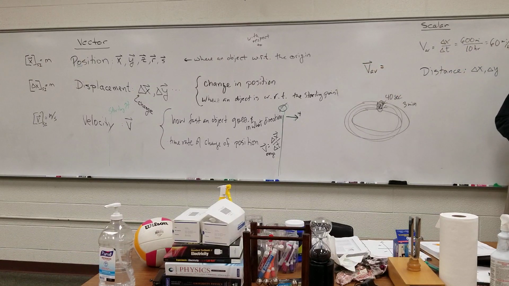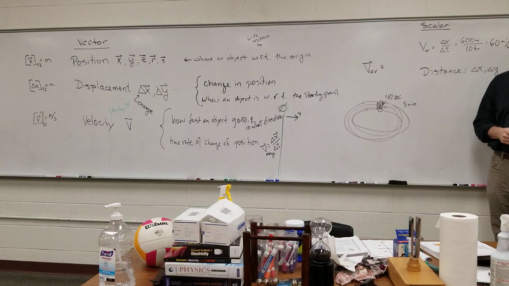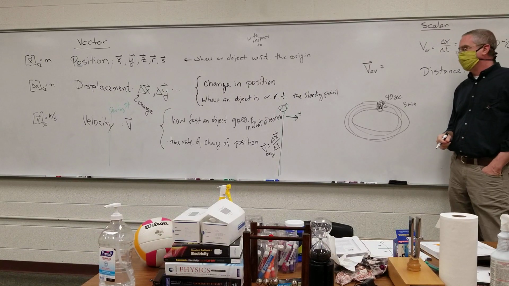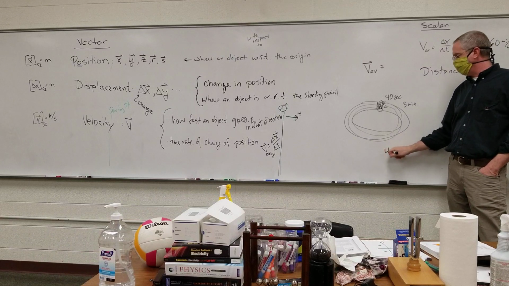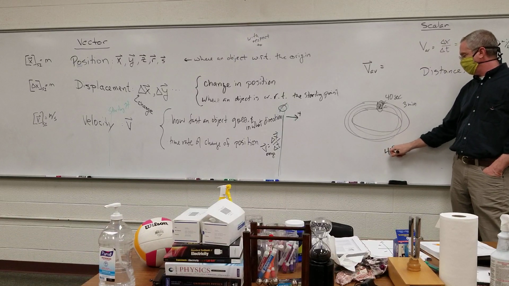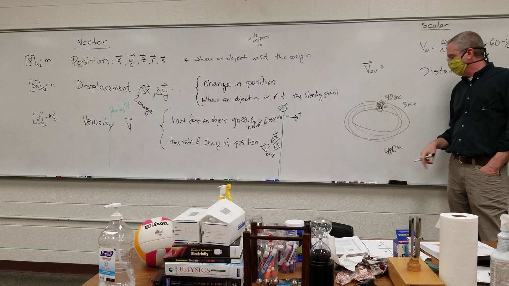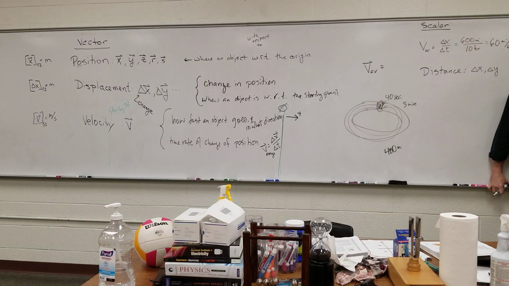What is Usain Bolt's average velocity? About 40 seconds? He did it in 40 seconds, around the track. The track is, what, about 400 meters? Yeah, 400 meters. Alright, so it goes around 400 meters in 40 seconds. What is his average velocity?